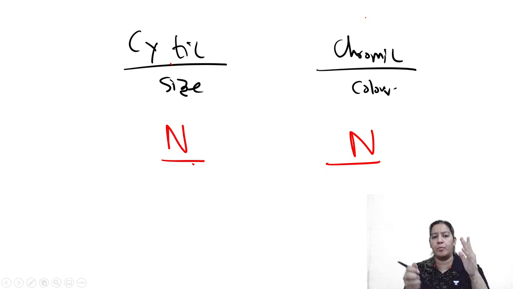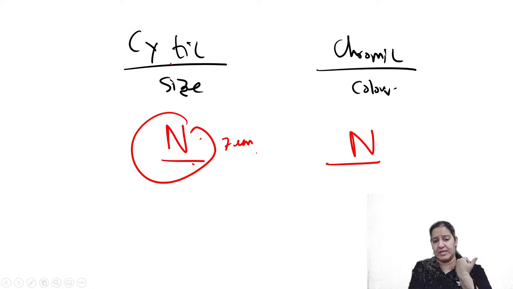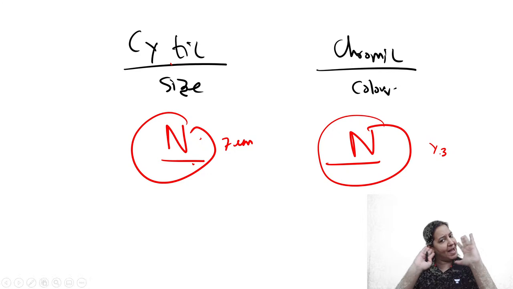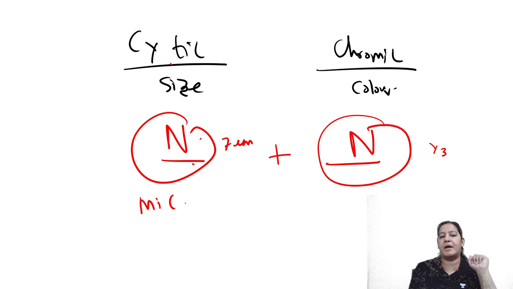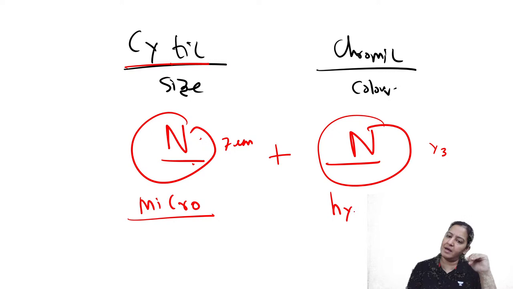So size of RBC is also normal, that is 7 micrometer, same as that of a lymphocyte. And the color of RBC is also normal, that is central one-third is pallor and peripheral two-third is filled. Give me a thumbs up. So that is normocytic normochromic, the first type of anemia. The second type of anemia, the size of RBC is smaller than 7 micrometer. So it is microcytic and hypochromic. Color is also less.